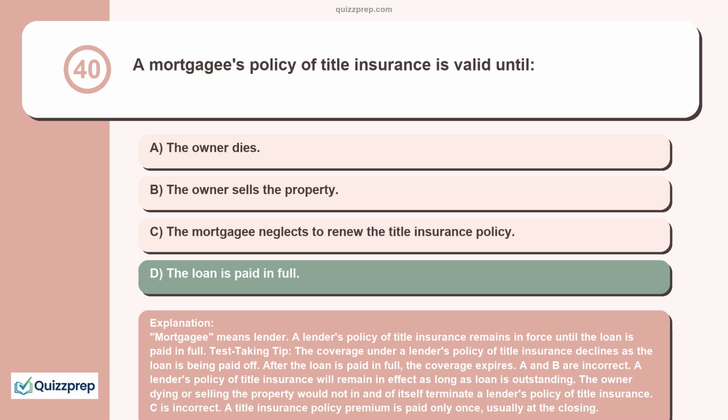Test-taking tip: the coverage under a lender's policy of title insurance declines as the loan is being paid off. After the loan is paid in full, the coverage expires. A and B are incorrect. A lender's policy of title insurance will remain in effect as long as the loan is outstanding. The owner dying or selling the property would not in and of itself terminate a lender's policy of title insurance. C is incorrect. A title insurance policy premium is paid only once, usually at the closing.